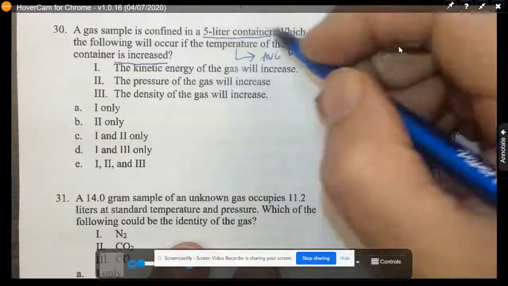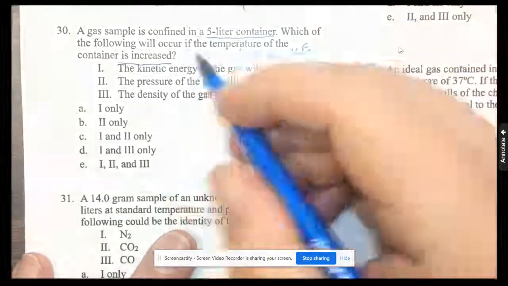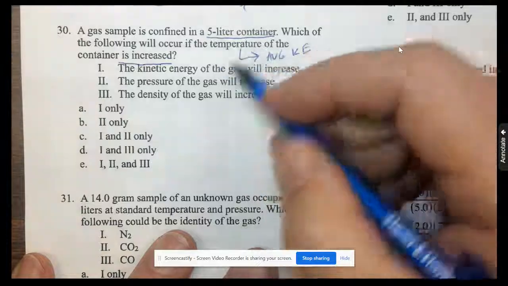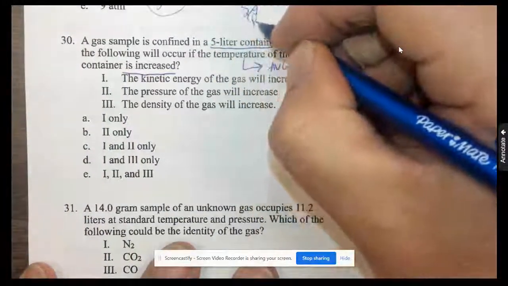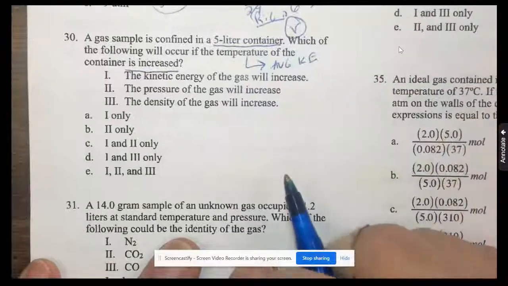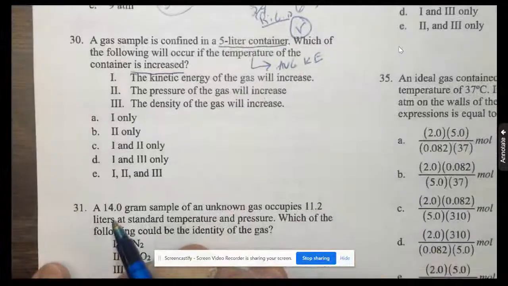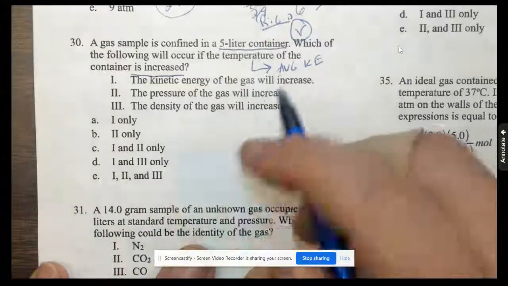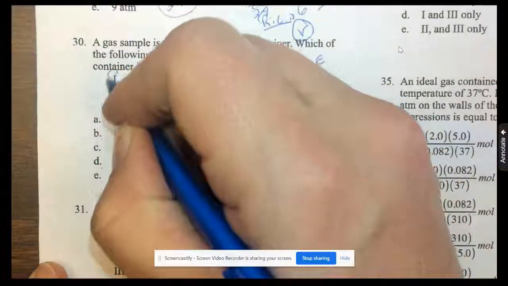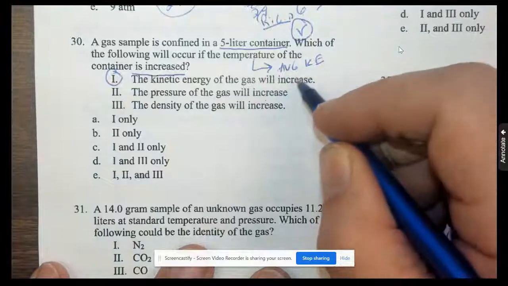I got my gas confined into this container, so which of the following will occur if the temperature of the container is increased? Now we're going to assume that this container is rigid, which means its volume cannot change. That's what we're going to assume about it. All right, they really should have said that, but we're going to assume it's a rigid container. So if you crank up the temperature, the kinetic energy will definitely increase. I mean, that's what the temperature is. It's a measure of the average kinetic energy.